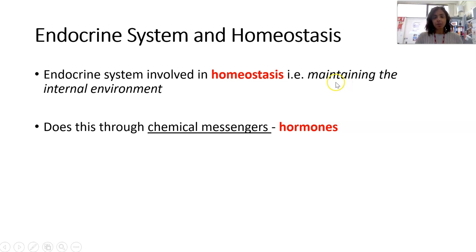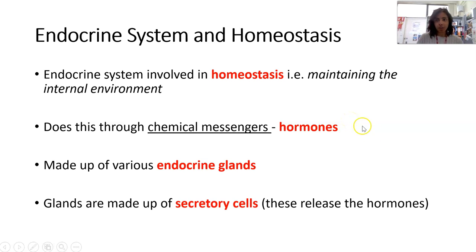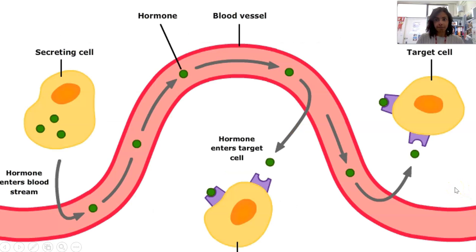The endocrine system manages this seesaw actioning of homeostasis through hormones, which are chemical messengers. We know that we have lots of different endocrine glands, and these glands secrete hormones which then travel into the bloodstream.